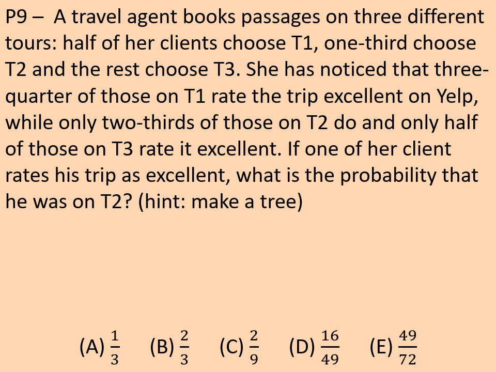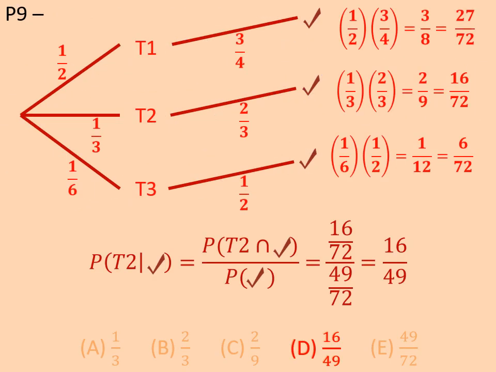You can either make a tree or a table. In this case, I think a tree might be more helpful in the way that they gave us the information. All right, so we have the certain percentage of her clients that were on the different tours, tour 1, tour 2, and tour 3. And then we also have the percent of those individual tours that rated it as a check mark or excellent.